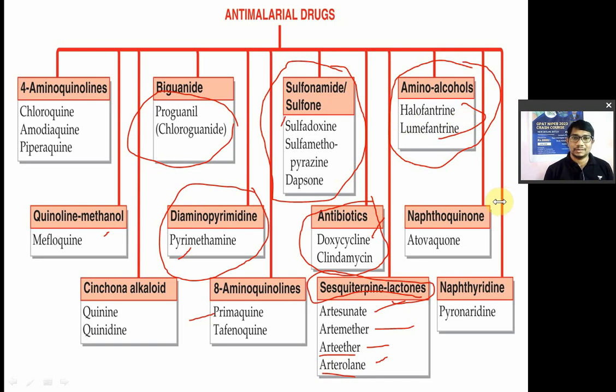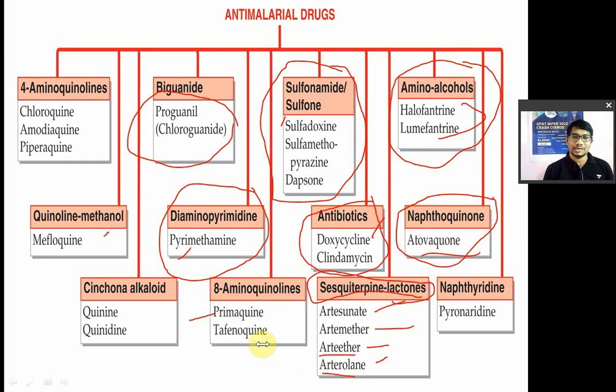Now another class is the naphthoquinone. In that you have atovaquone. Naphtha means two benzene rings and a ketone group. So naphthoquinone, atovaquone. What is the mechanism of action of atovaquone? It will inhibit electron transport in the parasitic membrane. That leads to damage to the parasite and the parasite will die. So it is an electron transport inhibitor.